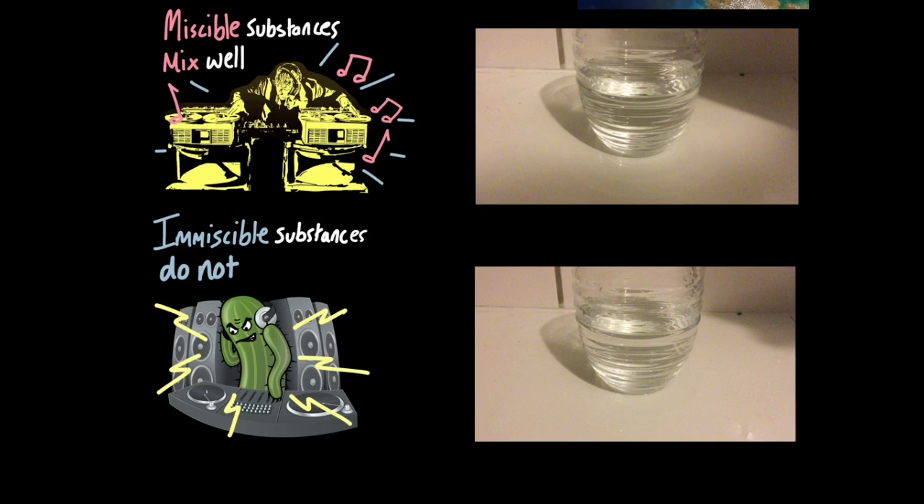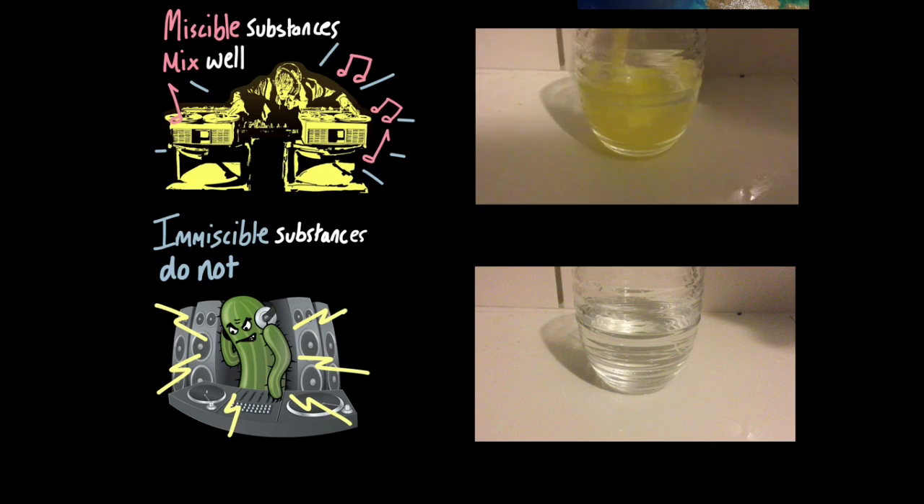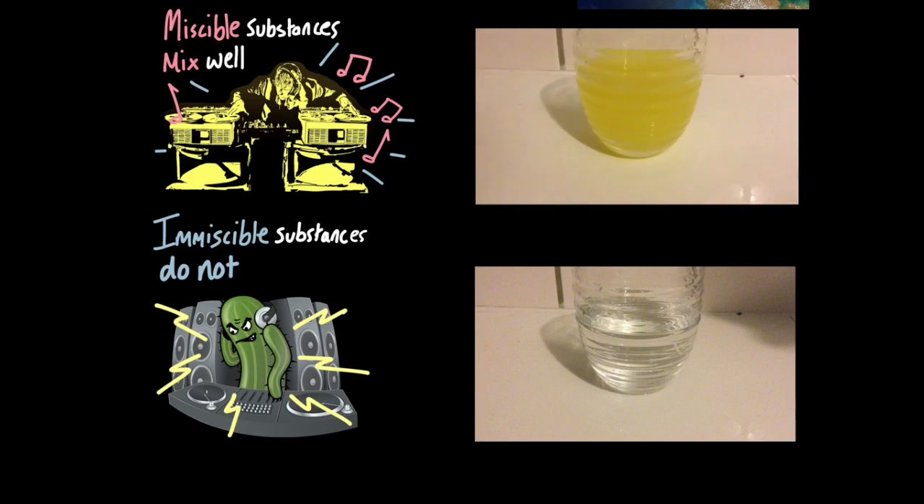Basically, miscible substances mix well. For example, here I've got some water. I'm going to add some squash and mix it around. And you can see that it's mixed nicely with the water.